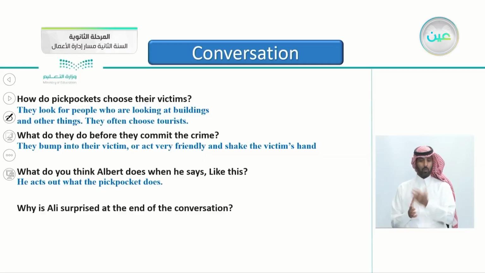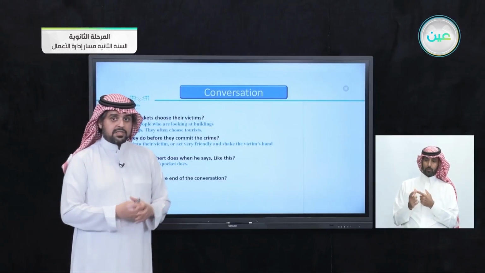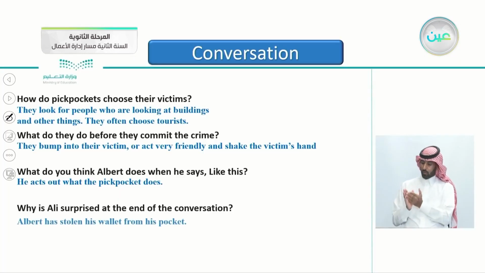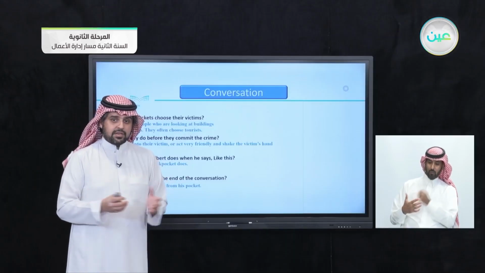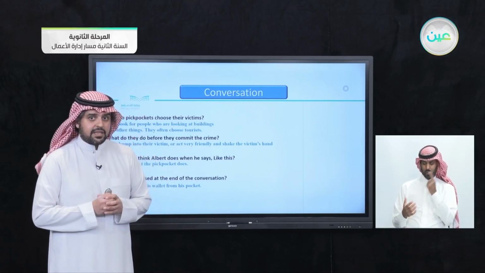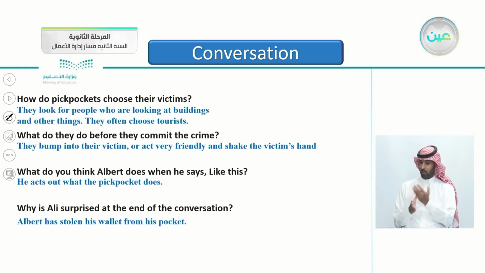Why is Ali surprised at the end of the conversation? He was surprised because of what? Yes, Albert has stolen his wallet from his pocket. So Ali was surprised that by the end of the conversation, he patted his pockets and didn't find the wallet, because Albert stole it from him when he bumped into him.